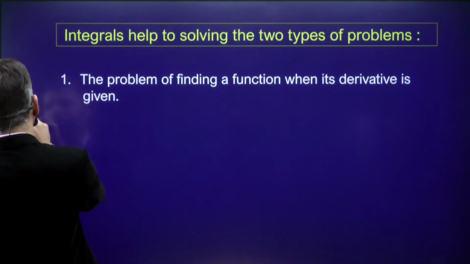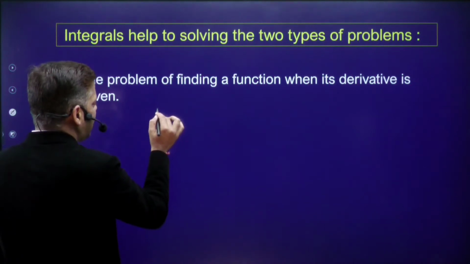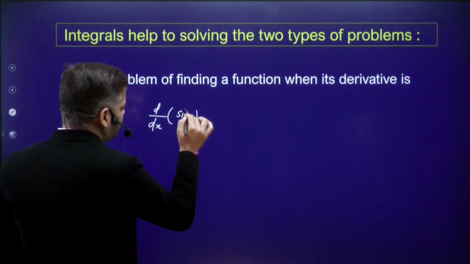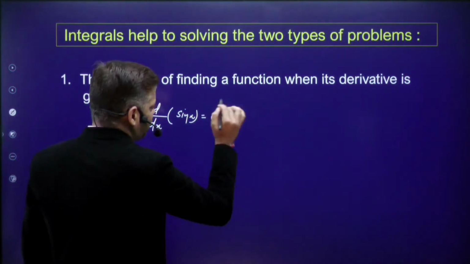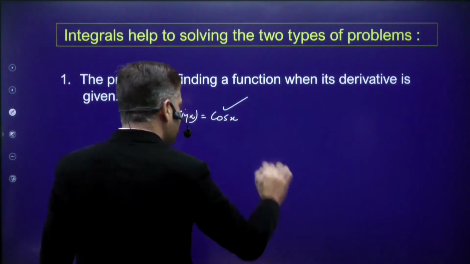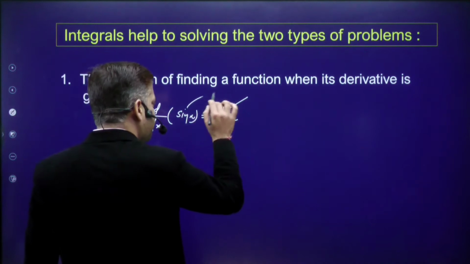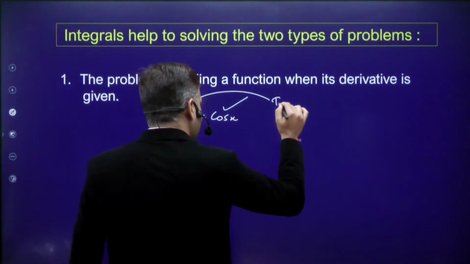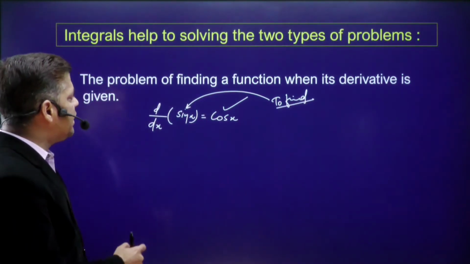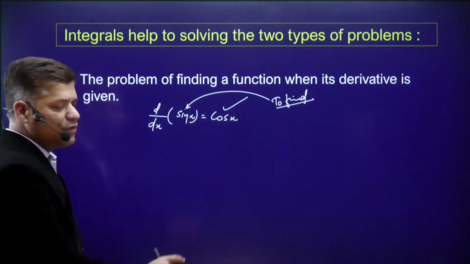I want to explain this with an example. If we know the derivative of a function, that is d by dx of sin x is equal to cos x. So what is the meaning of this sentence? That is, cos x is given, and what do we have to find? We have to find sin x. In this type of problem, integrals help us. So we find the function sin x when cos x is given.